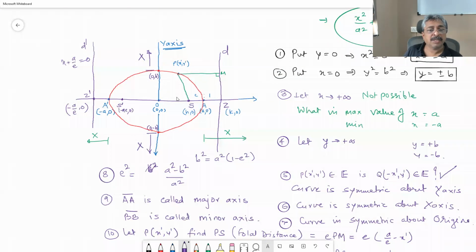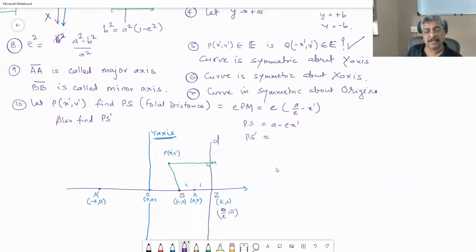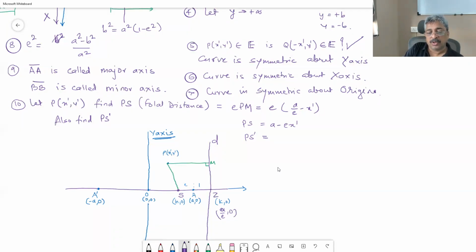Okay, that's fine. PS dash is going to be E times PM dash. Okay, now you deal with the second directrix. So PS dash is equal to E times PM dash, which is equal to E times what? Distance between them. You are supposed to take bigger minus smaller. So bigger is X dash, minus smaller, which is minus A upon E, plus A upon E, which is equal to A plus EX dash.